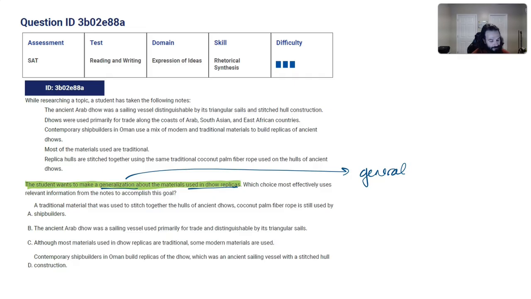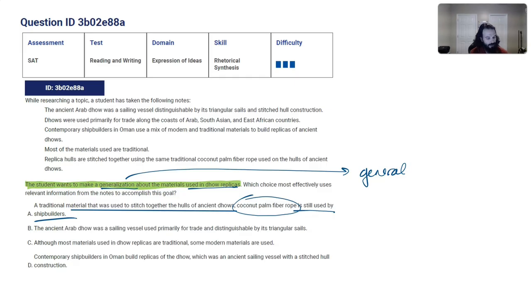So if we take a look at A, a traditional material that was used to stitch together the hulls of ancient dhows, coconut palm fiber rope, is still used by shipbuilders. This looks right because we talk about a material with the ancient dhows, and then we say that it is still used by shipbuilders, but notice that it doesn't specify that it's used in the replicas. And so I don't love this answer. I'm not going to outright dismiss it, but there's probably a better one that references materials in the replicas. Also, this isn't really a generalization. It mentions one specific material. And so we want to probably avoid that because it's suggesting a generalization about these materials.